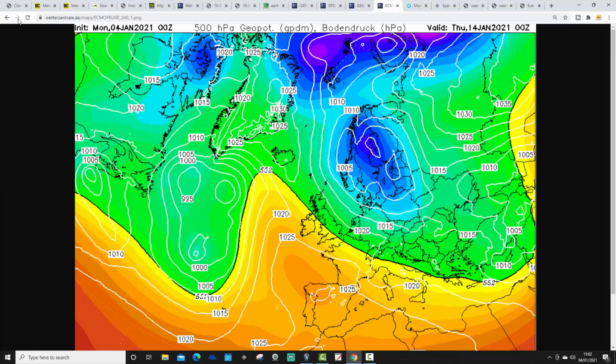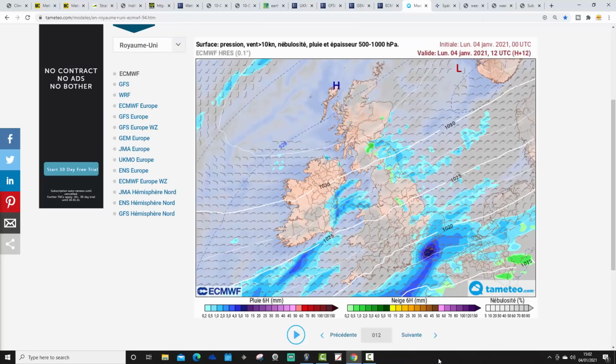It goes cold again, actually. The ECM goes cold again by day 10, which is the 14th of January. We get this ridge building over the country and to our north, and we're back within cold air with that. So maybe that's the start of things getting cold again at day 10 and afterwards.